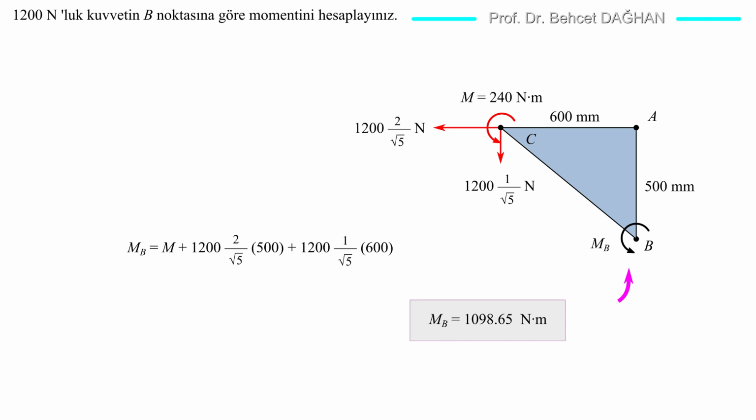Let's not forget the force couple. We'll add it too. When we add them all, we get 1,098.65 newton meters. It's possible to solve this problem this way. This is the first method. Let's move on to the other alternatives.